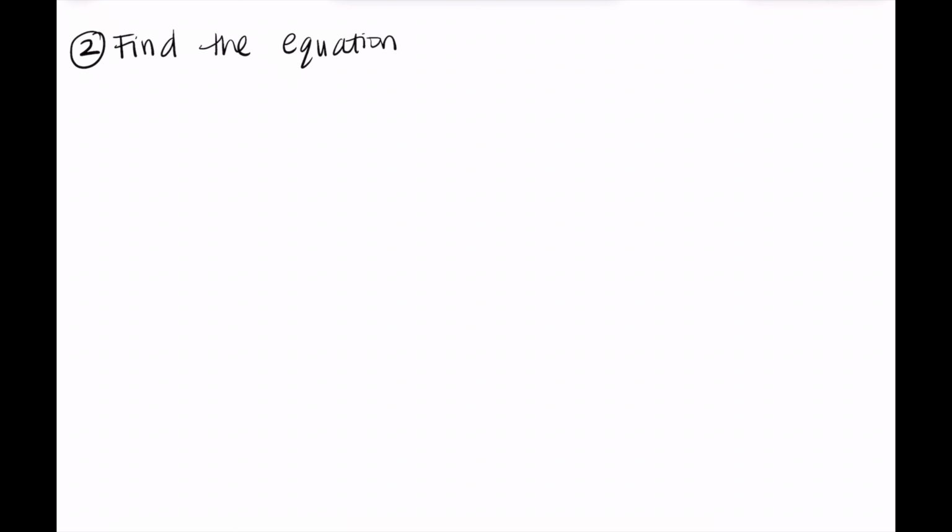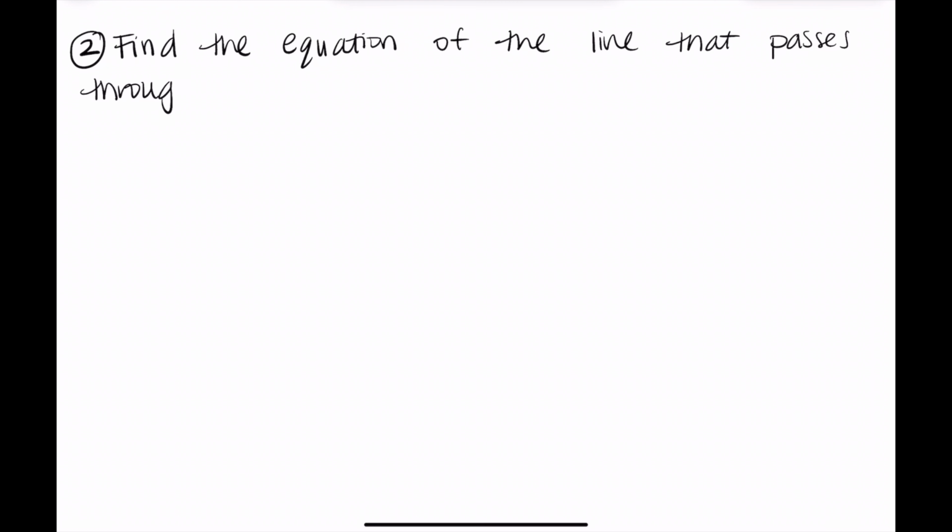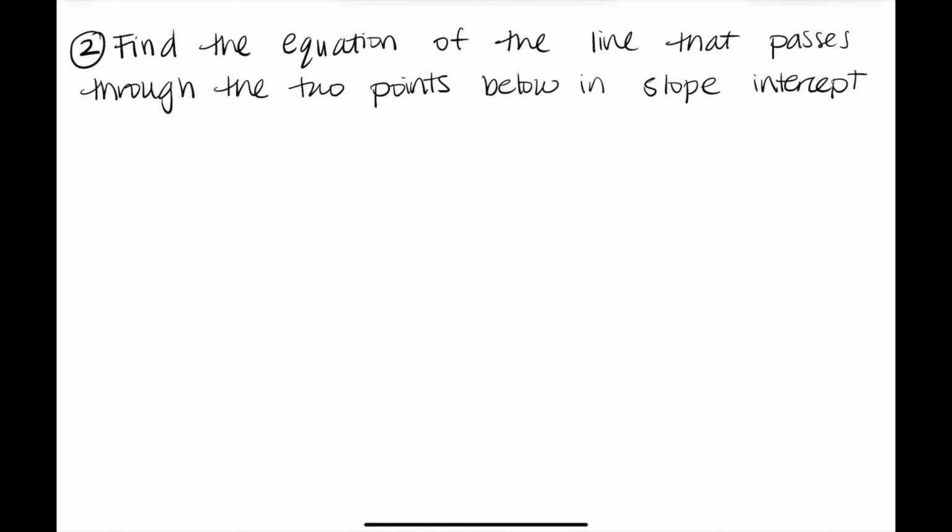So in the first one, we were given our slope and a single point. For this one, the directions say to find the equation of the line that passes through the 2 points below. So here we're only given 2 points. That means that we're going to have to solve for our slope first and then go through those same steps that we did for number 1. The 2 points we are given are (5, 5) and (3, 2).